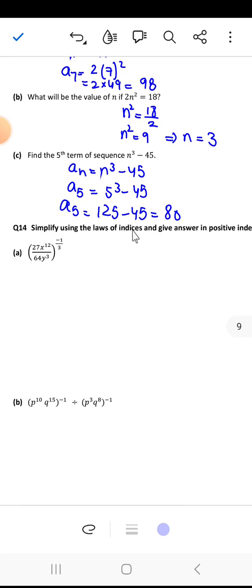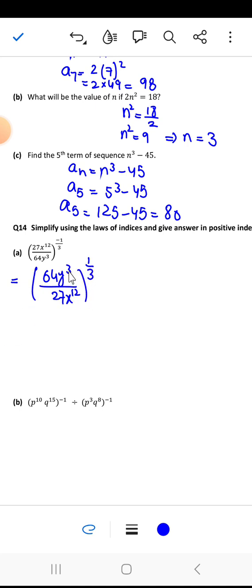The next question is: simplify using laws of indices and give your answer in positive index form. So if I simplify, the first thing I need to see is which law I can use. I can use power of power, but I can also just take a reciprocal so that this minus 1 by 3 will become 1 by 3. So let me start solving. I will take a reciprocal and this will become 64y cube by 27 x raised to power 12, and the whole power will become 1 by 3.